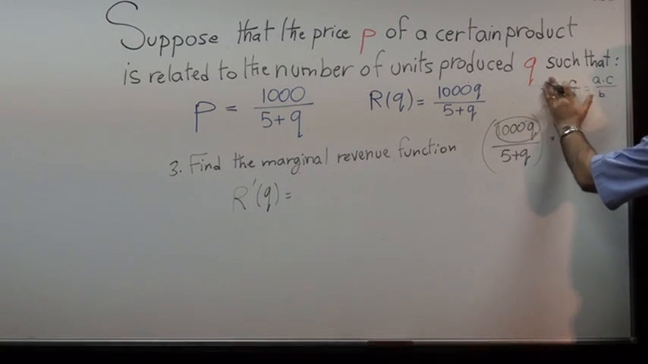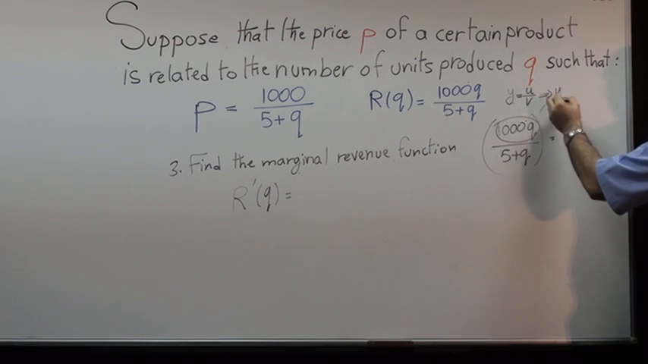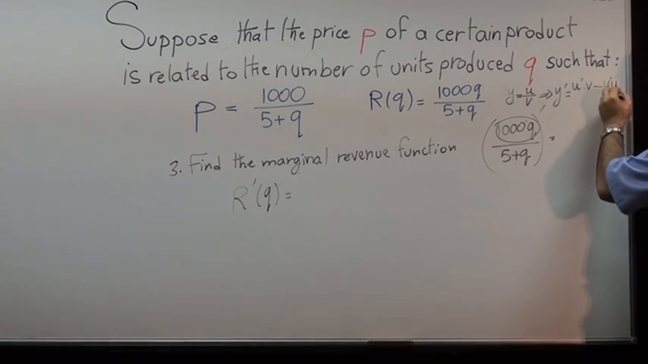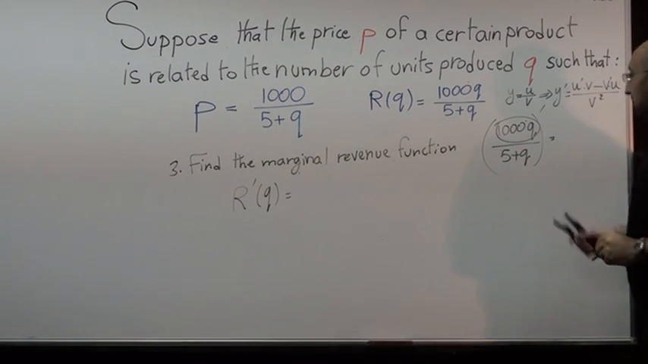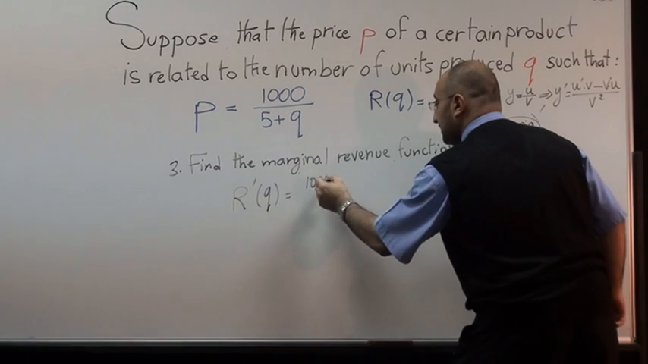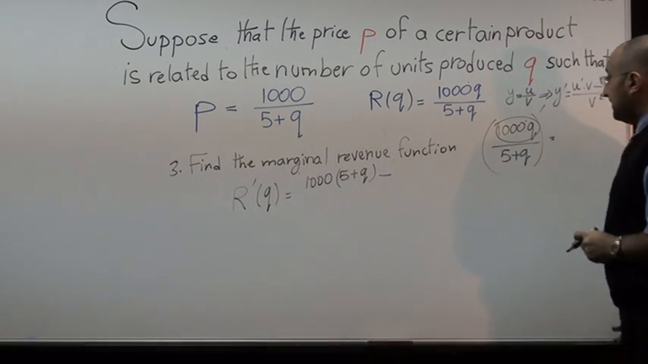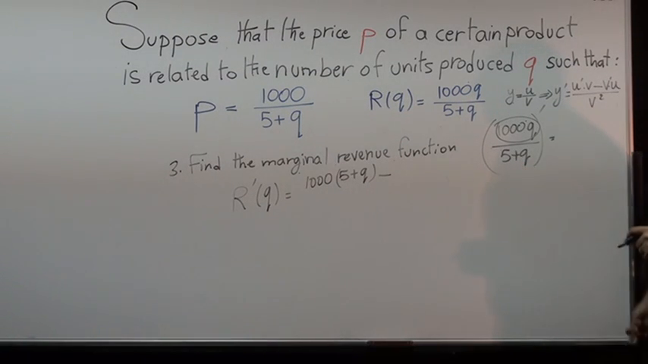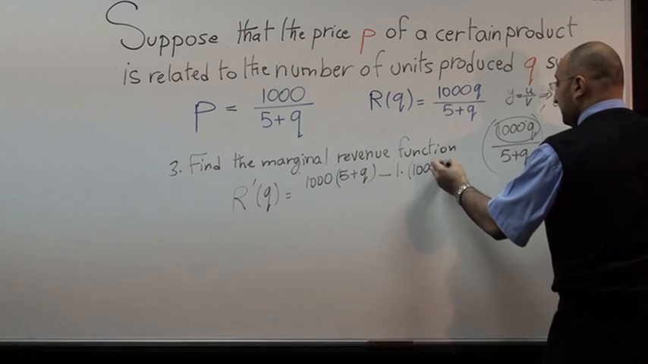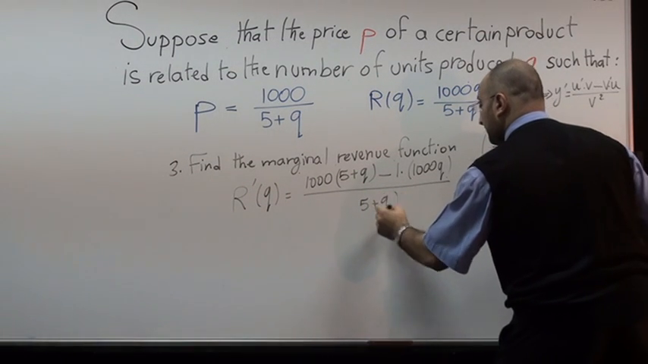If this is too difficult for us to follow, then we can write this in the form of, if y is equal to u over v, then y prime is u prime times v minus v prime times u divided by v squared. And so R prime is going to be the derivative of 1000 Q, which is, yes, 1000, multiplied by the denominator, 5 plus Q, minus the derivative of the denominator, the derivative of 5 plus Q, which is 1, multiplied by the numerator, 1000 Q, and then divided by 5 plus Q, all of it squared.